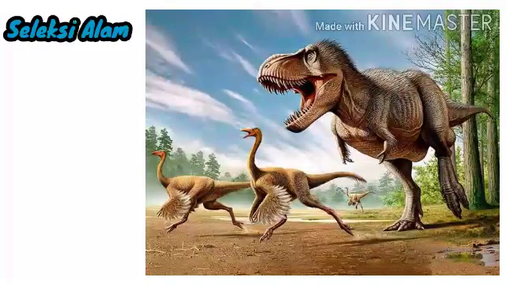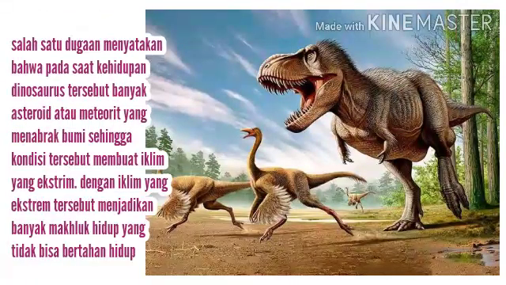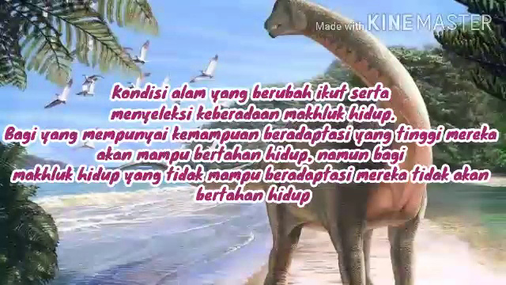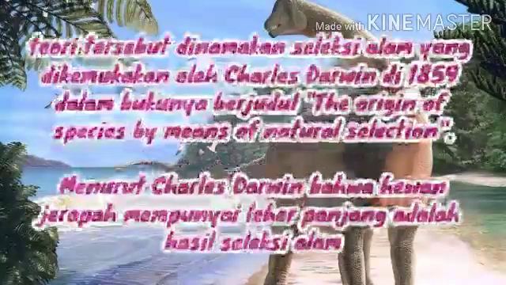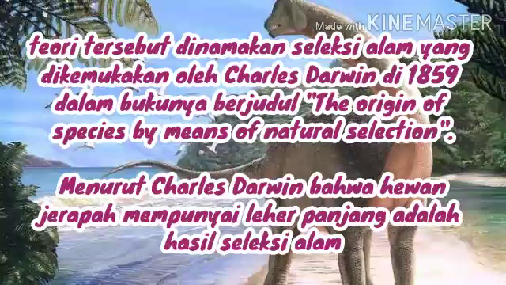Next, natural selection. Now, dinosaurs are not found anymore. Why? One of the allegations is that at the time of the dinosaurs' life, many asteroids or meteorites hit the Earth so that the condition created extreme climates. With this extreme climate, many living things could not survive. Living things that are not able to adapt will not survive. The theory is called natural selection by Charles Darwin in 1859 in his book entitled The Origin of Species by Means of Natural Selection.